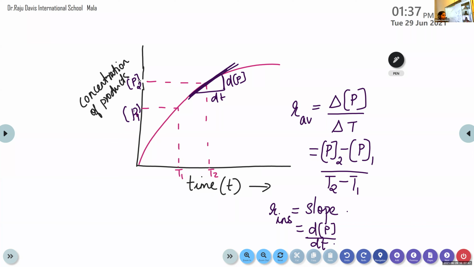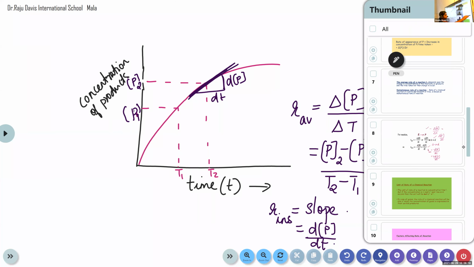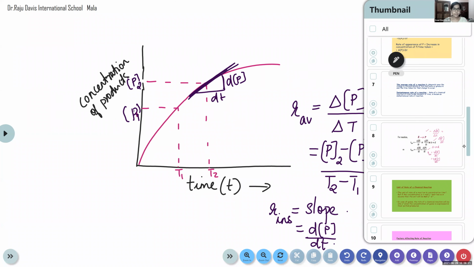To find the average rate from a graph, just find the difference between the points on the y-axis divided by the difference between the points on the x-axis. That means the difference between the concentration of reactants or products divided by the difference between the time. In order to find the instantaneous rate of a chemical reaction, just find the slope. It is negative in the case of reactants, and in the case of products it will be positive. That's it. This is clear? All of you? Tell me. Yes, ma'am. Okay.